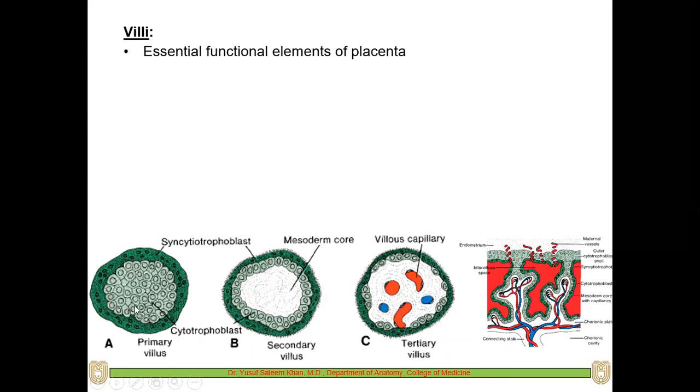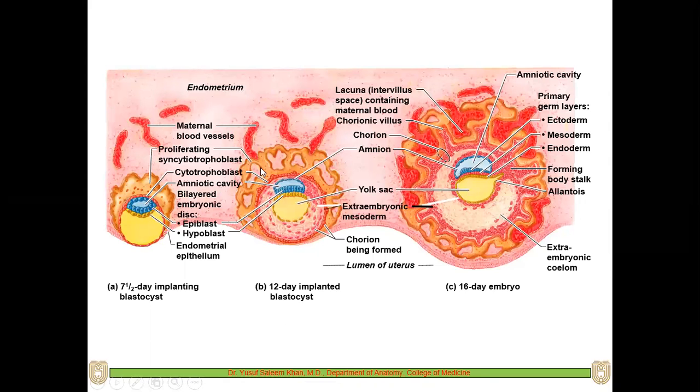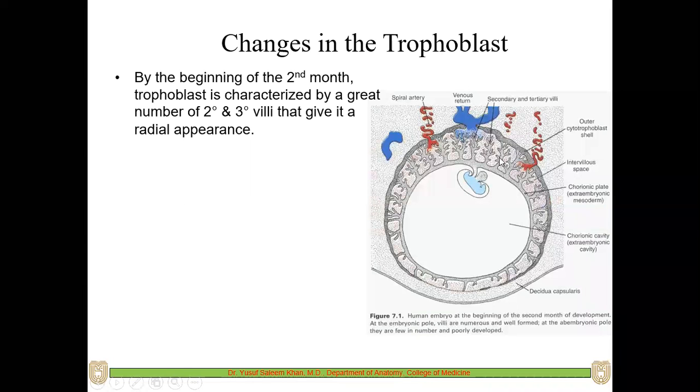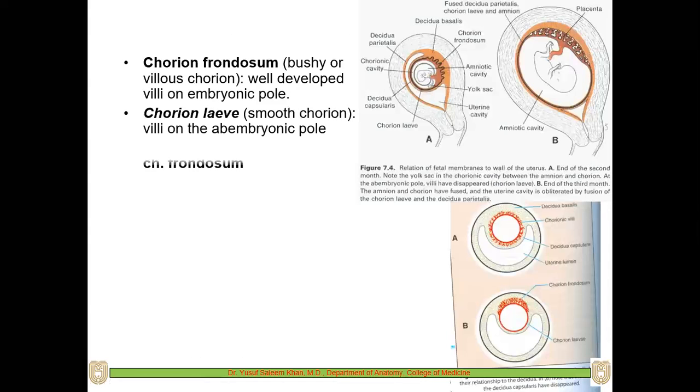So these are the three types of villi: primary villi, secondary villi, and the tertiary villi. If you go back to this picture again, this is the primary villi with the syncytiotrophoblast and the cytotrophoblast growing. Then the extraembryonic mesoderm comes. If you take a section at this level, then there are three layers: cytotrophoblast, syncytiotrophoblast, and the mesoderm inside. Then there will be blood vessels growing into these villi. So this is the same villi which are growing.